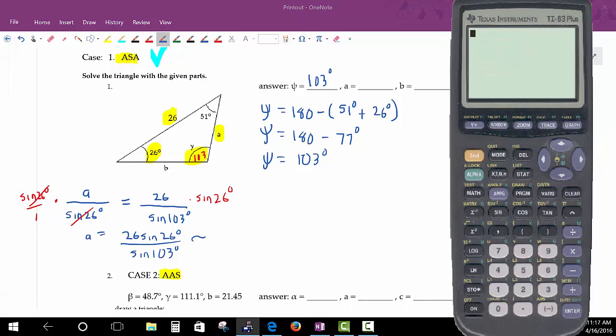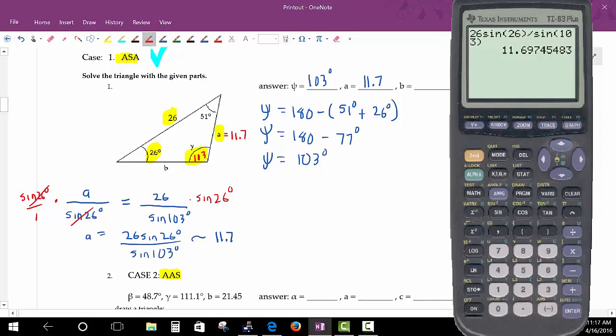Okay, so I'm going to do it in degree mode. Make sure your calculator's in degree mode. So we're going to do 26 times the sine of 26 degrees. You want to be sure you close that parenthesis. That's real important. And then divide by the sine of 103. Then we'll round this off to one decimal, so let's say that is 11.7. I'm going to fill that in, and then I'll put that in my triangle as another part that we found. We found that's 11.7.